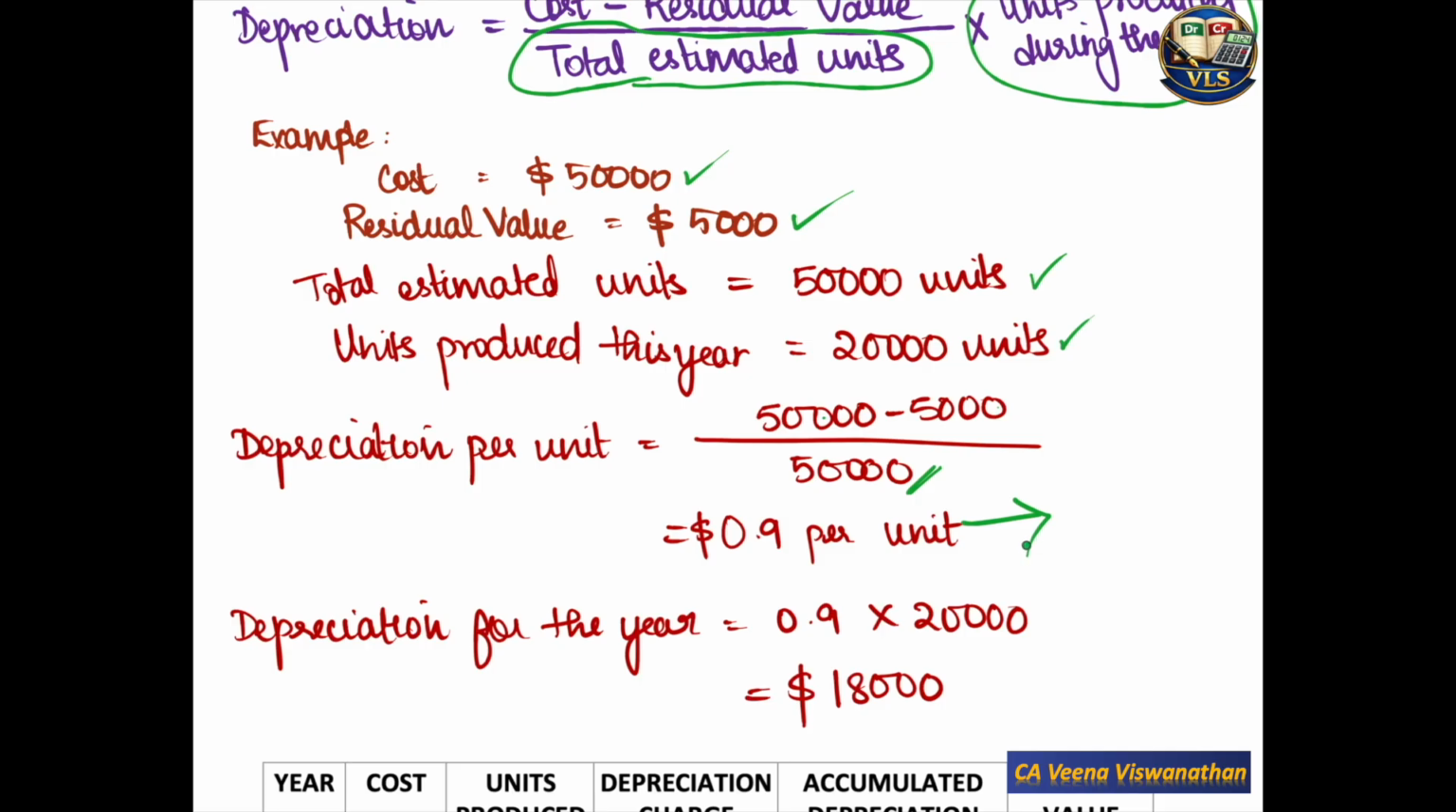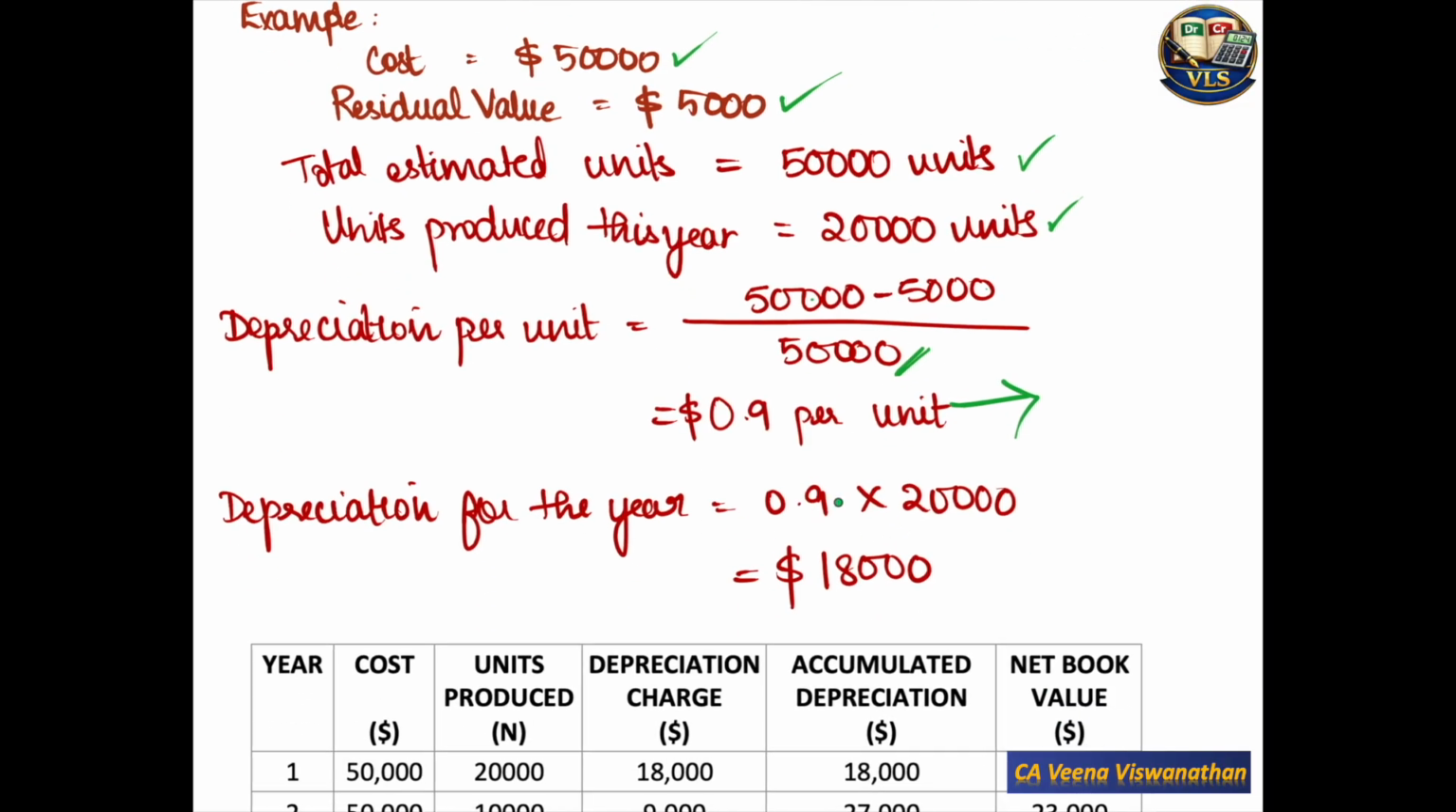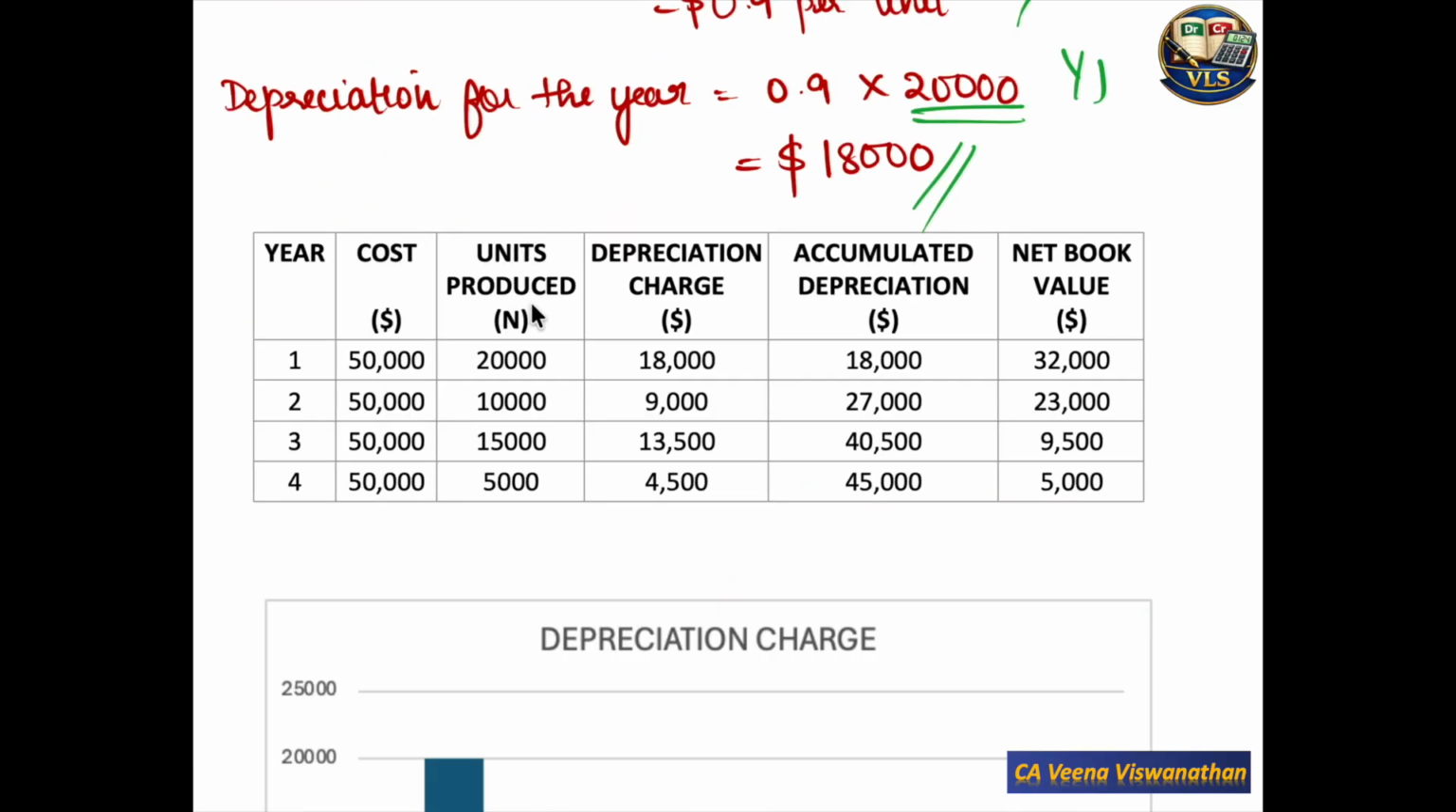Now what would be the depreciation charge for the year? It would be 0.9 into how many units have been produced during the year. So in year 1, if I have produced 20,000 units, then it would be 0.9 into 20,000, which is nothing but $18,000. Below is the table where we can see that based on the units produced, the depreciation charge varies. In the second year, 10,000 units have been produced. That multiplied by 0.9 gives me 9,000 as the depreciation charge. In the third year, the number of units produced has increased to 15,000, so my depreciation charge has also gone up to 13,500.